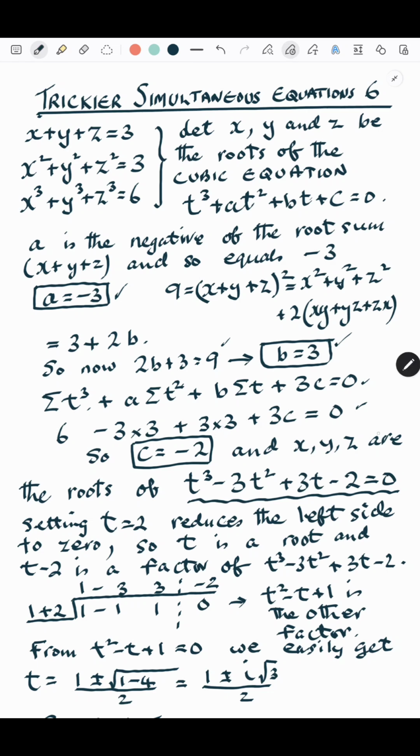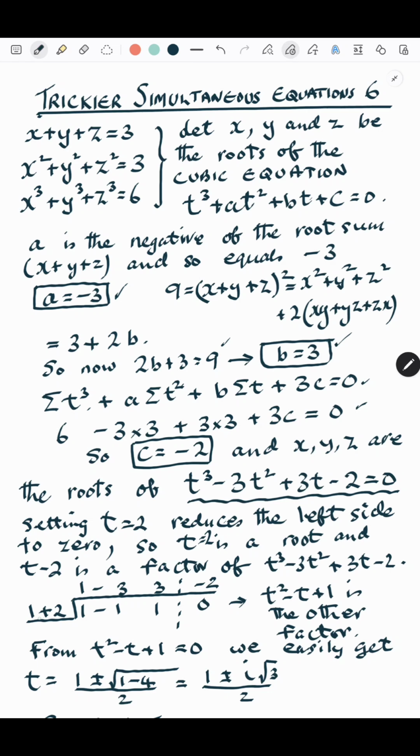And so x, y, and z are the roots of the equation t cubed minus 3t squared plus 3t minus 2 equals 0. Now, if we set t equal to 2, that will reduce the left-hand side to 0. So t equals 2 is a root of the equation, and t minus 2 is therefore a factor of t cubed minus 3t squared plus 3t minus 2. So I've done a bit of synthetic division here to find what the other factor of the equation is.